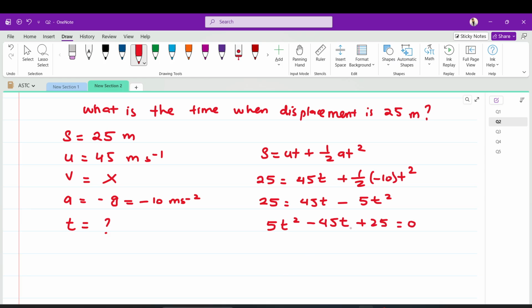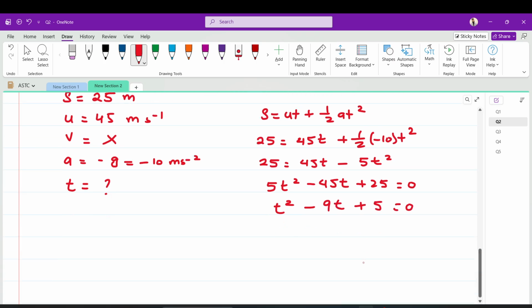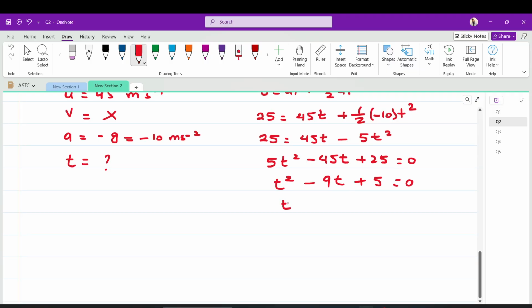We can see that all of these are multiples of 5, so we can divide the whole equation by 5, and we would get t square minus 9t plus 5 equals 0. So now we need to factorize this. So we need to find two factors that would multiply to give me 5, and when I add them, that would give us 9. Okay, so we cannot factorize this. So therefore, we'll be using the quadratic equation.